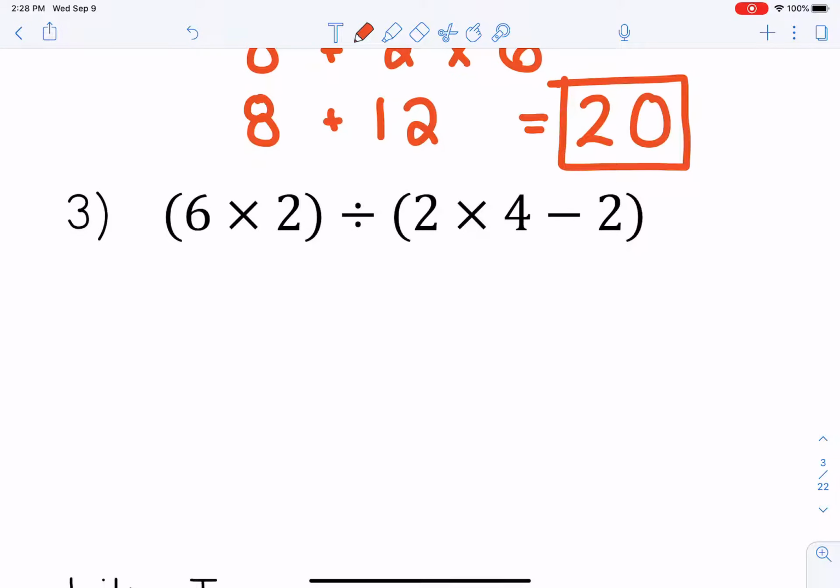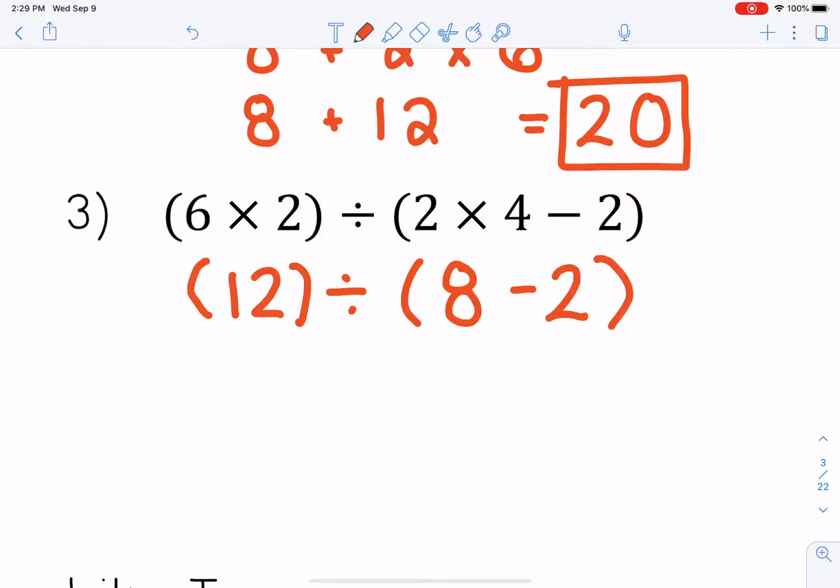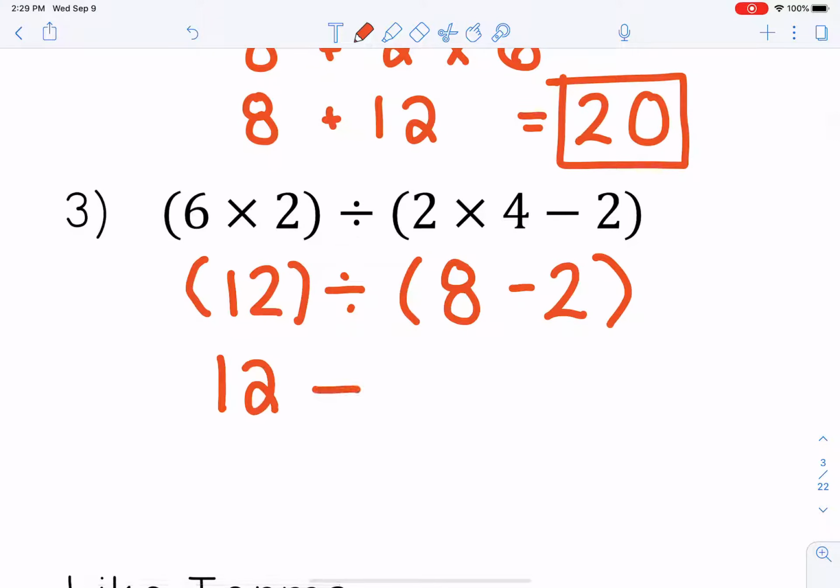Let's try this again. Parentheses are first. 6 times 2 is 12, divided by 2 times 4 is 8 minus 2. So I get 12 divided by 8 minus 2 is 6. 12 divided by 6 is 2.